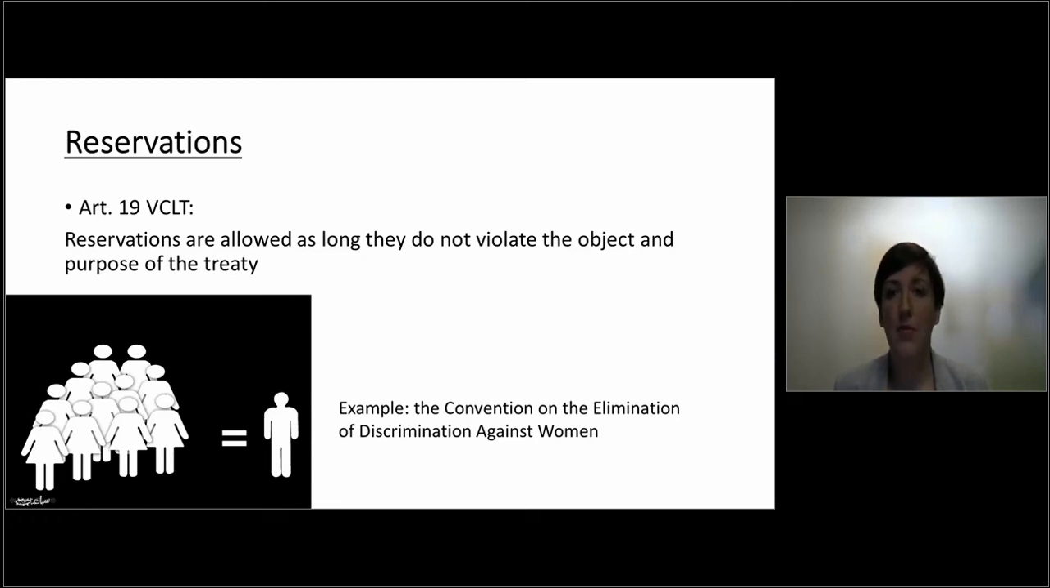The problem, if you say that it's not possible, as soon as a child is born and the father is out of the picture, then the child becomes stateless. But still many states do not recognize this right for women to transfer nationality. And you can ask yourself whether you think that that is a violation of the object and purpose of a treaty.